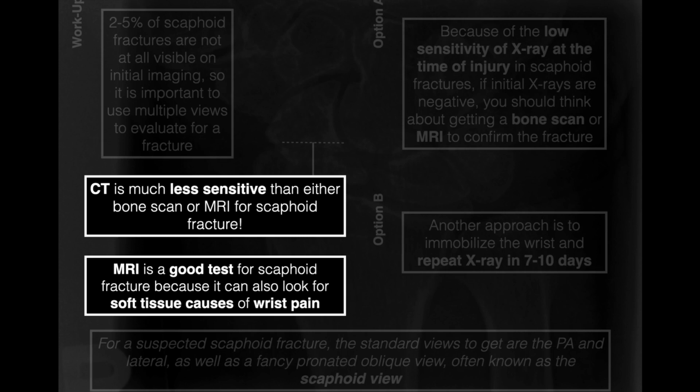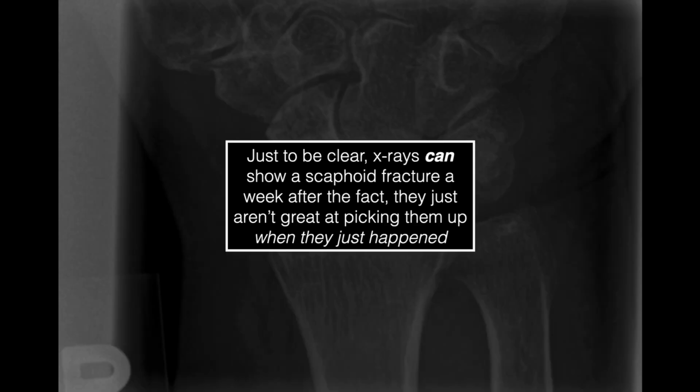CT is much less sensitive than either bone scan or MRI for scaphoid fracture. MRI is a good test for scaphoid fracture because it can also look for soft tissue causes of wrist pain. Just to be clear, X-rays can show scaphoid fracture a week after the fact. They just aren't great at picking them up when they just happened.